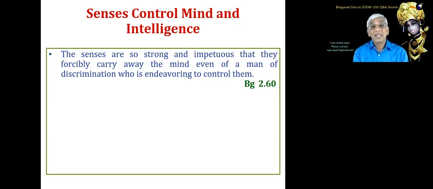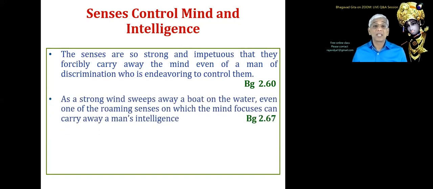So that way it's very, very difficult for us to control the mind. It is not that easy to control the mind, but it is very important for us to control the mind. That's what we need to know. So that's why this is such a very scientific sloka. Krishna is saying how strong the senses are.